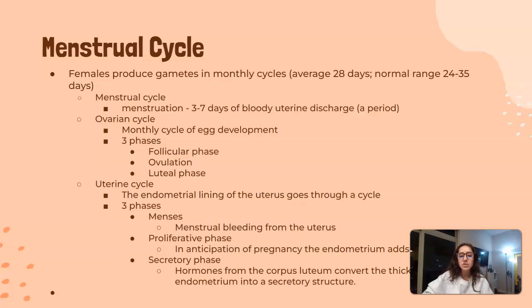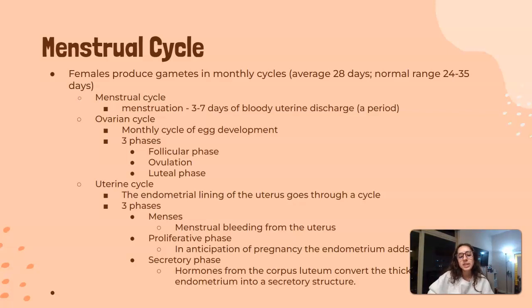It is in 3 phases: the follicular phase, ovulation, and luteal phase. I'm going to go over those in more detail in the next slides. Then there is the uterine cycle, which is the endometrial lining of the uterus, because that also goes through a cycle in accordance with the ovarian cycle.